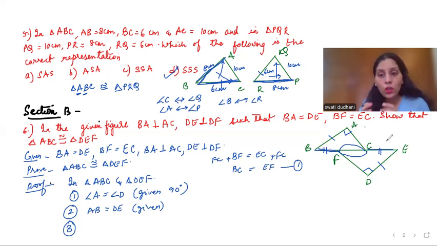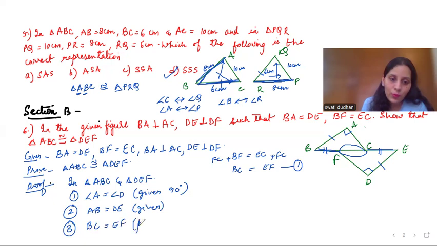So whenever you're short of something, be it a side or an angle, you can add that common side or common angle to both the sides. Now the third one is BC is equal to EF, proved from 1. Right? So now you always mark what you have proved. So 90, this and this.